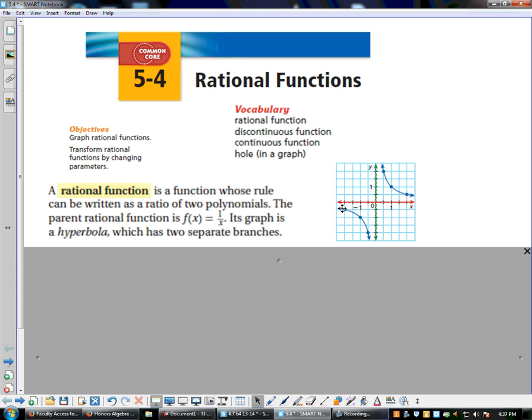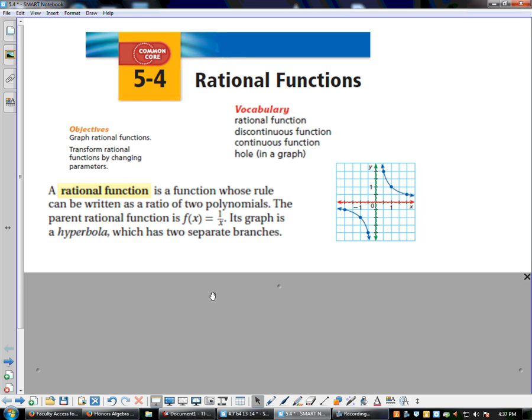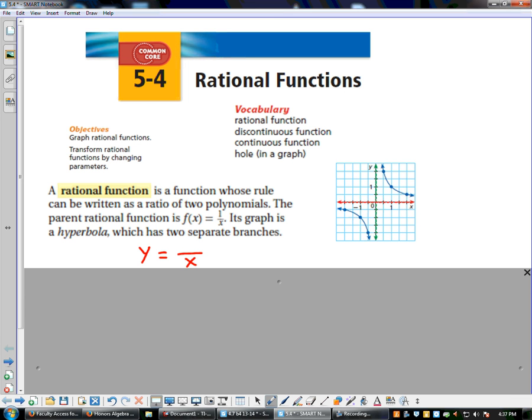This is the parent function, though, just f of x equaling 1 over x, the simplest rational function that there could be. We have graphed some like this already when we did inverse variation. If y varies inversely with x, and the product is always 20, for example, then the equation would be y equals 20 over x. And the graph would look something more like this, a little bit further out. All right?